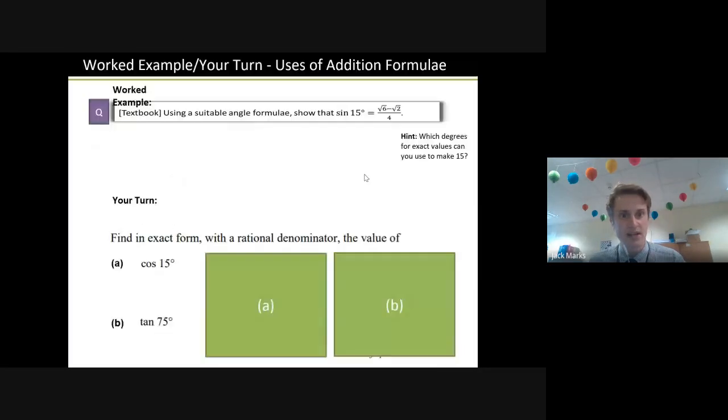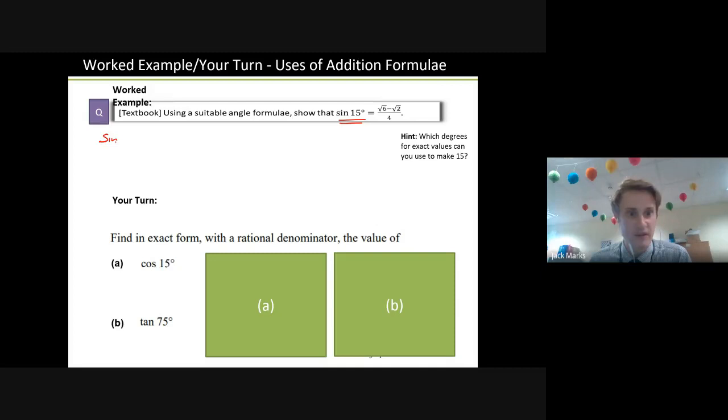Okay, the next section has us using the addition formula rather than reciting them mostly. So, worked example: using a suitable angle formula, show that sine of 15 equals this. Okay, how are they having surds here for something that's normally really, really messy? Well, the way that they're doing it is they're rewriting 15 as a subtraction.